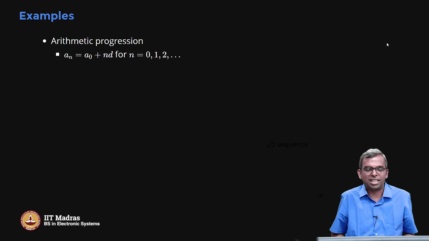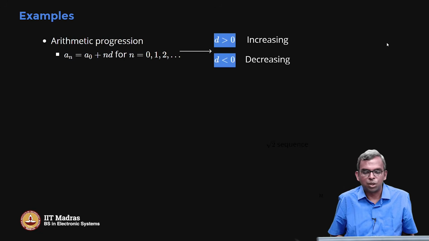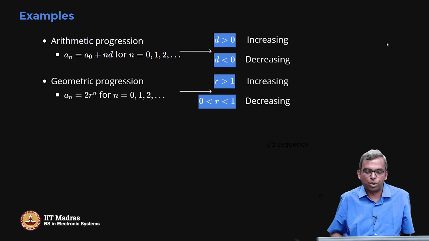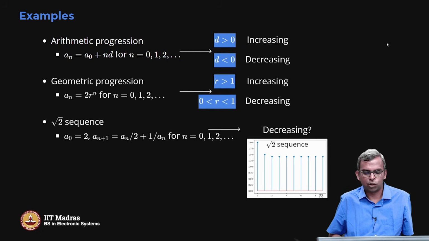The arithmetic progression that we saw, an is a0 plus nd. If d is positive, it's an increasing sequence. If d is negative, it's a decreasing sequence, right? Easy enough to see. The geometric progression that we saw, once again, 2 times r power n, if r is greater than 1, it's an increasing sequence. If r is between 0 and 1, it's a decreasing sequence. So easy argument we made earlier also.